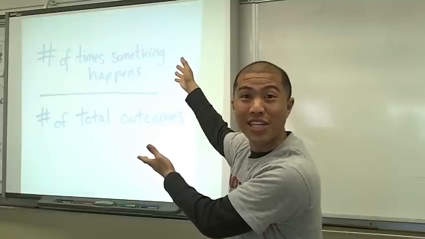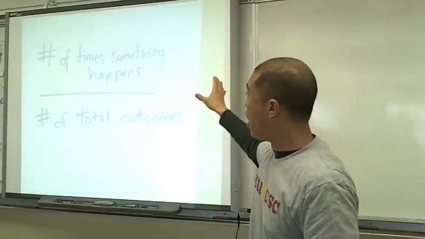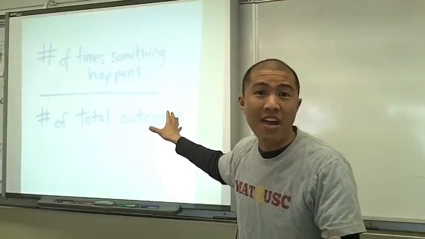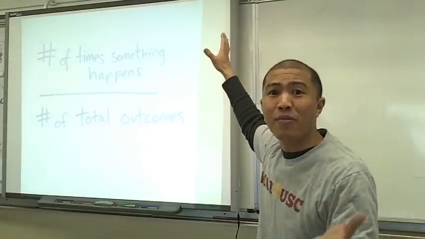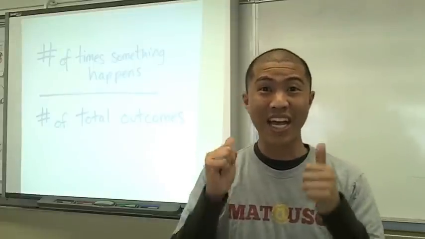So for our equations, what we're going to do is look at the denominator and numerator. It's like a fraction. On the bottom is the total number of outcomes that we're going to have for an event. On the top, it's going to be the total number of times something is going to happen. Let's look at some examples to figure out what this means, all right?